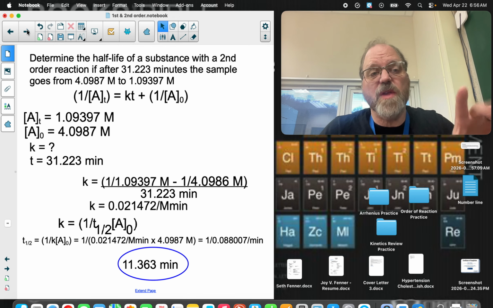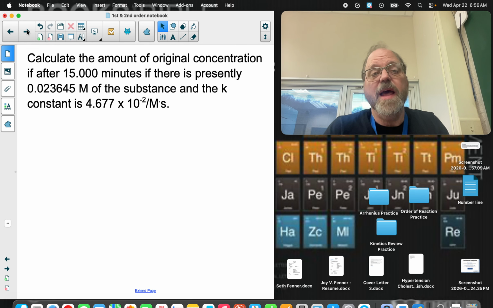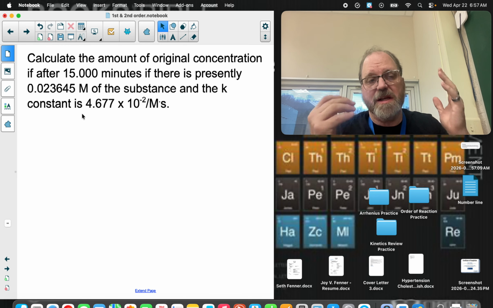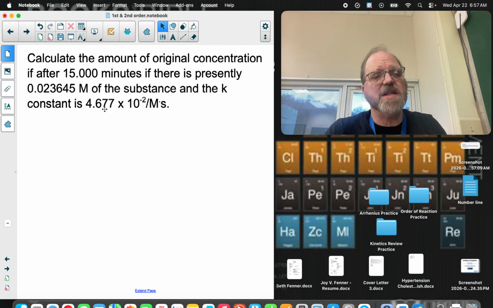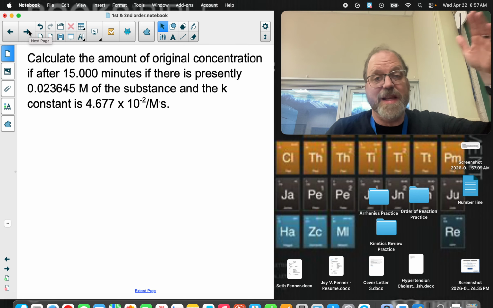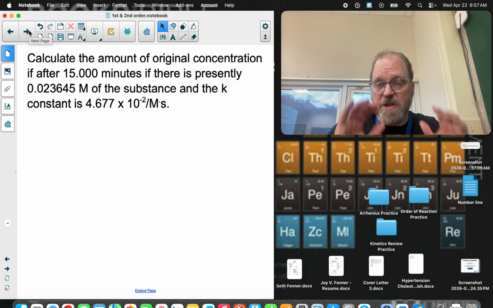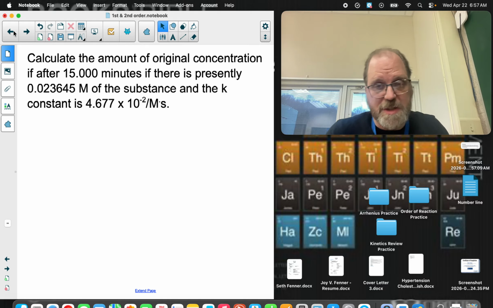Now I'm going to have you do this one. I am going to give you time to do this one. So I'm going to ask you to find the original amount, A_0, if after 15.000 minutes there is presently 0.023645 molar of the substance, and the k constant, I'm just going to give you the k constant, is 4.677 times 10 to the second per molar second. You really can't solve it because A_0, remember, is needed. That's why I have to give it to you. All right, so pause the video, work through it, see what happens.